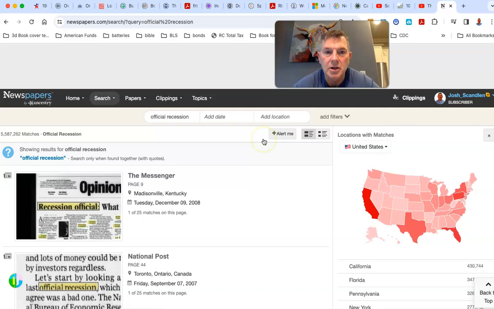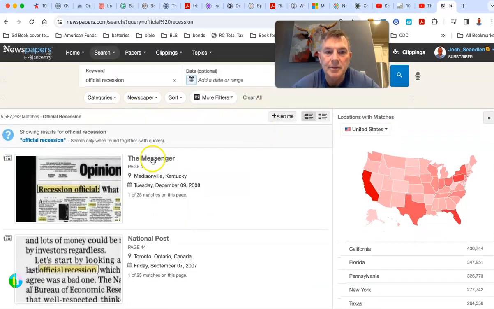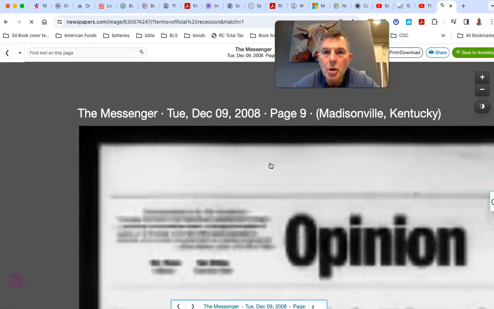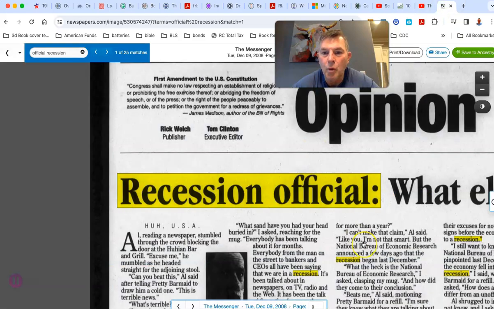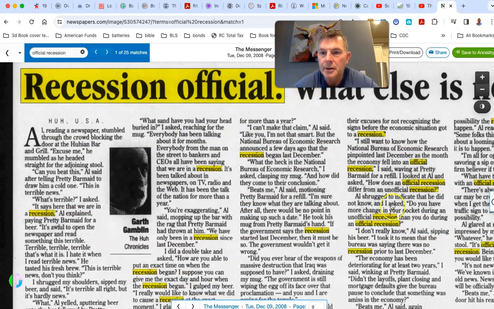So we're going to go to newspapers.com. I'm going to say official recession. We're going to click on this right here, 2008. No one knew we were in a recession. So remember, this recession right here started in 2000 and right there. January 2008 was when the recession started. It wasn't actually formulated. That was official right here.